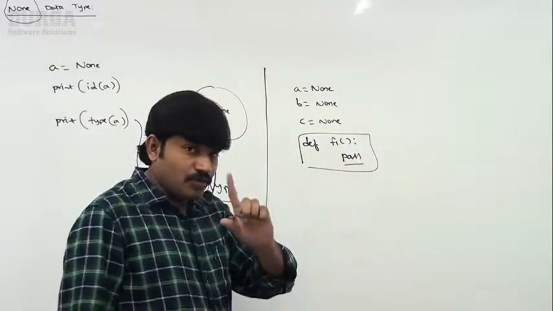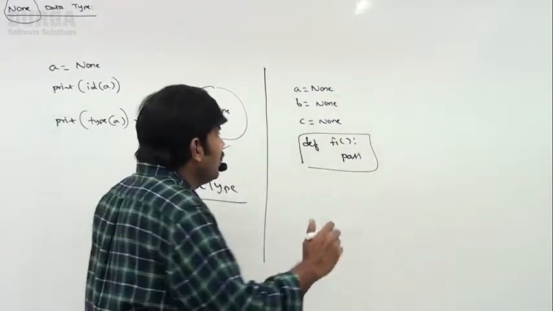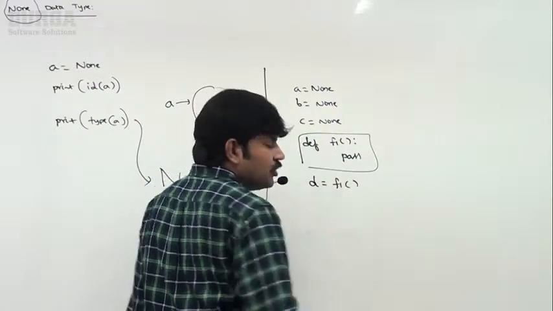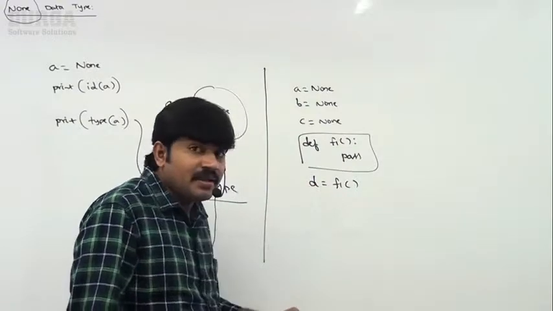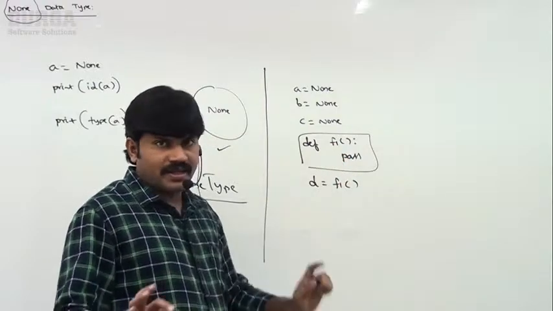But as of now, concentrate only on None. So this F1 won't return anything. Now I'm taking D is equal to F1. So can you please tell which value will be saved inside D? Or D refers to which value? None. Because F1 won't return anything.